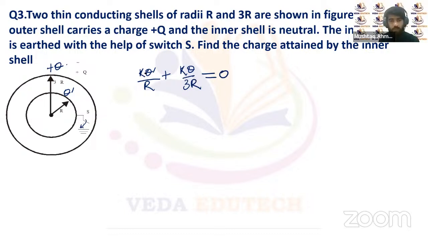Now k and k will get cancelled, r and r will get cancelled. The value of q dash comes out to be equal to minus q over 3. So the net charge on this conductor will be minus q over 3, and this charge will be supplied by the earth on the surface of this conductor, so that the net potential on this surface becomes zero. So minus q by 3 will be the net charge attained by this inner conductor.